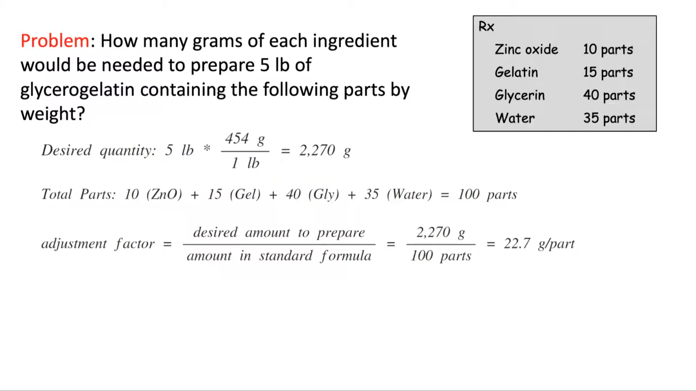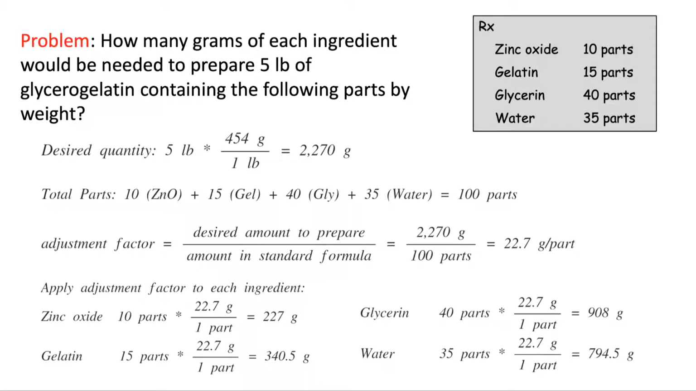So just like we did before, let's go ahead and apply that adjustment factor to each of our ingredients. So let's start with the zinc oxide. The prescription calls for 10 parts to be zinc oxide. We now know with our adjustment factor, for the batch that we want to make, we need each one part to be 22.7 grams. So let's multiply our 10 parts times that unit expressed as 22.7 grams per one part. That way the units of parts cancel, and 10 times 22.7 means for this batch that I need 227 grams of zinc oxide.